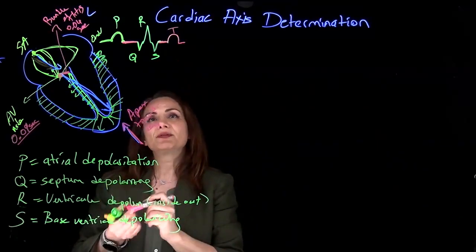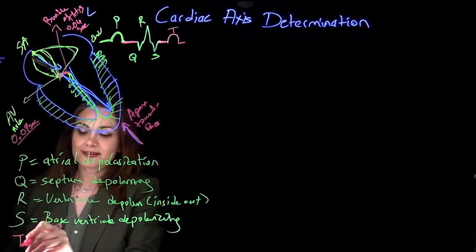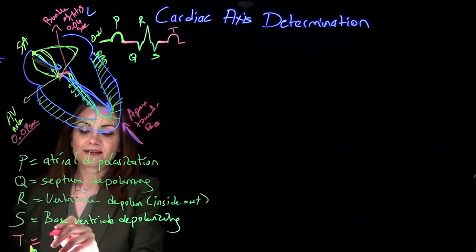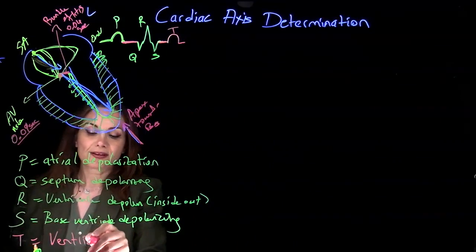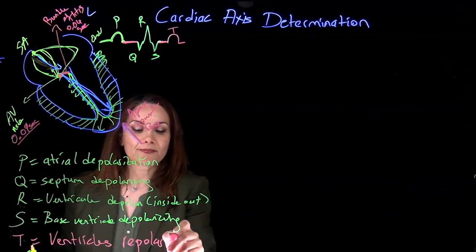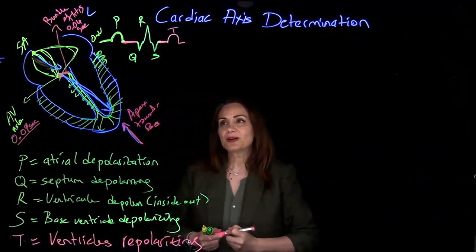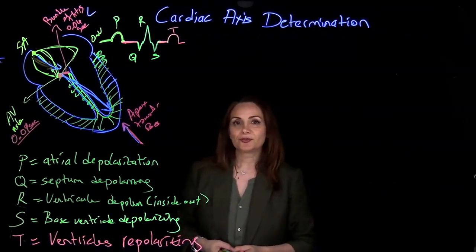The T wave is the repolarization. So let's put that too. The T wave is the ventricles repolarizing. And there we go. So this is the pathway of the electrical activity through the heart.